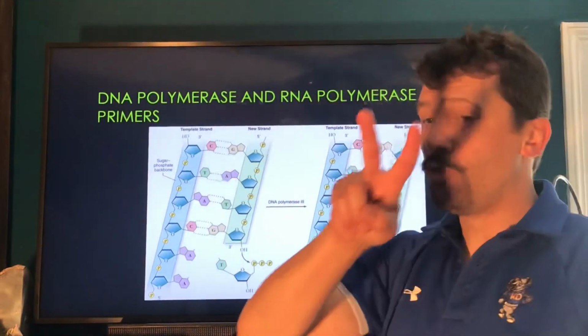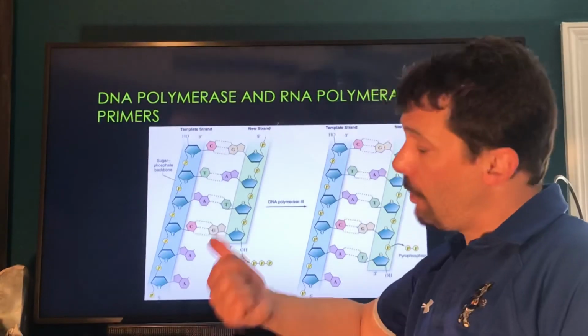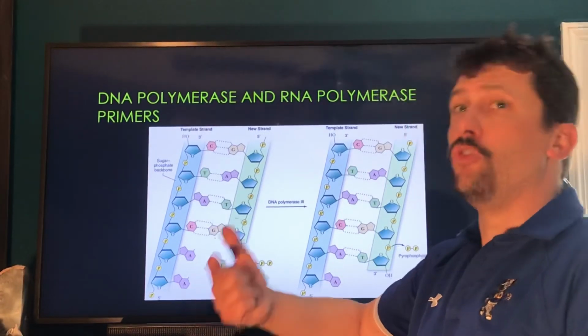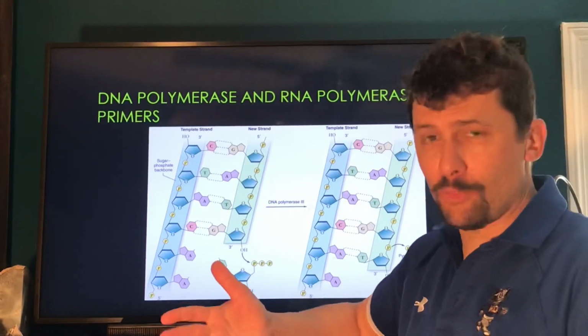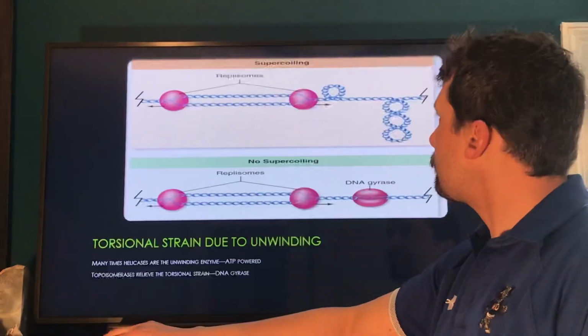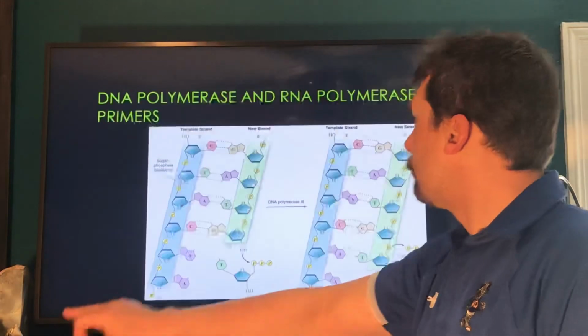DNA polymerase has 2 major jobs. 1, it writes new DNA, and 2, it goes back and proofreads its work and makes sure that it's doing everything correctly. Because if your DNA gets messed up, that's going to be problematic. And that's where I wanted to stop. All right.